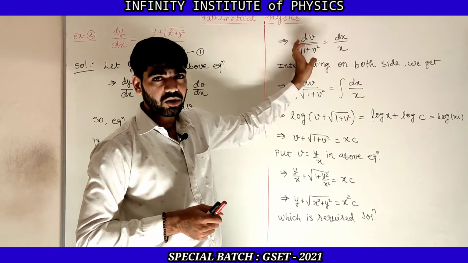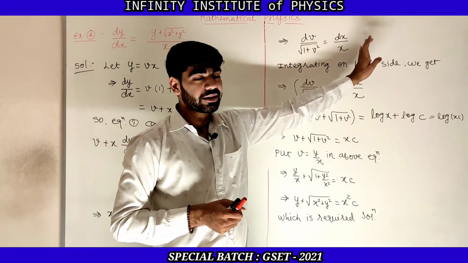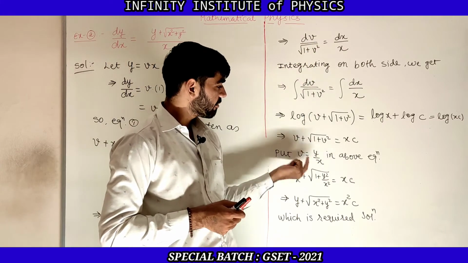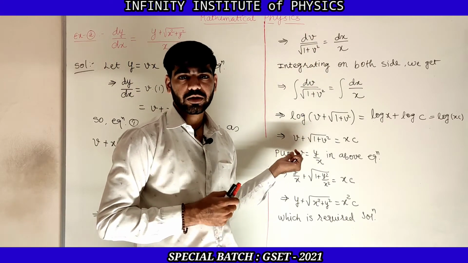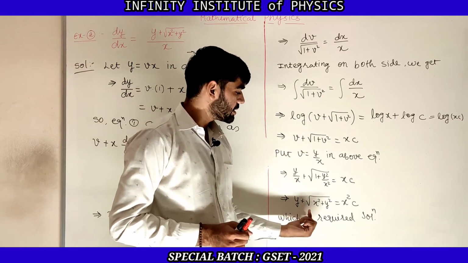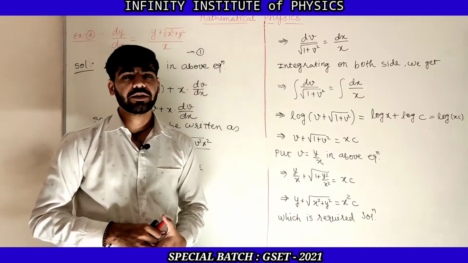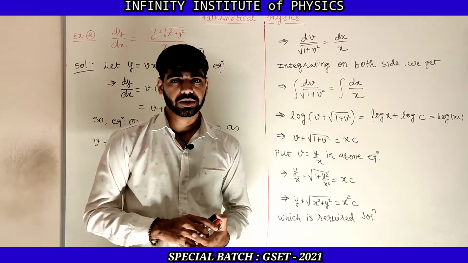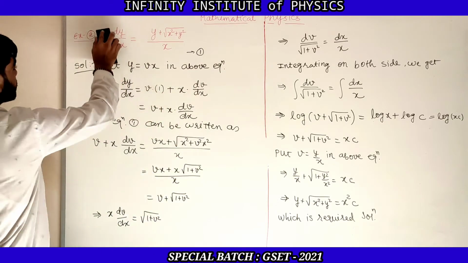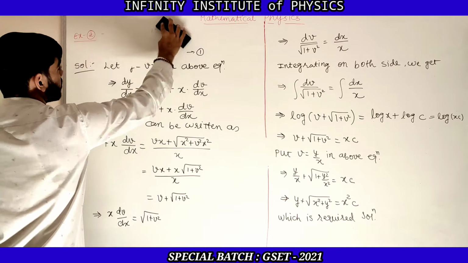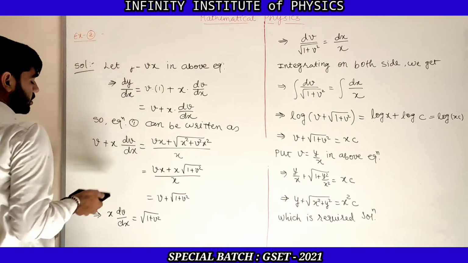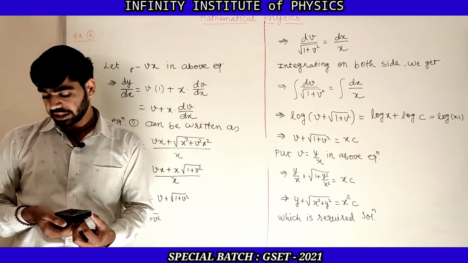On the left hand side we have only the function of v, on the right hand side we have only the function of x. Then you need to do the integration, and finally you will get the answer in terms of v and x, but you need to put v is equal to y by x. Then the final answer you will get in terms of x and y, and that will be the solution of that homogeneous differential equation. Okay, so now let us calculate one more example related to homogeneous differential equations, and after that we will go through the next part, which is non-homogeneous.